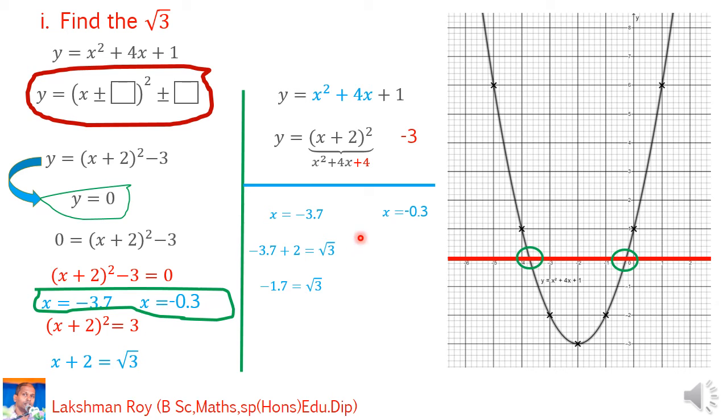Next, put negative 0.3 into x plus 2: negative 0.3 plus 2. Negative and positive are different, so subtract: 2 minus 0.3 is 1.7. So these are the two values of the square root of 3. You can see it is the same value, positive and negative.